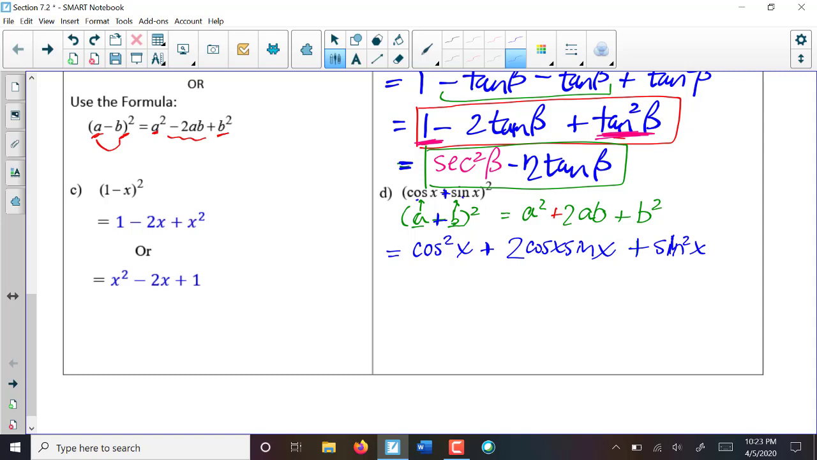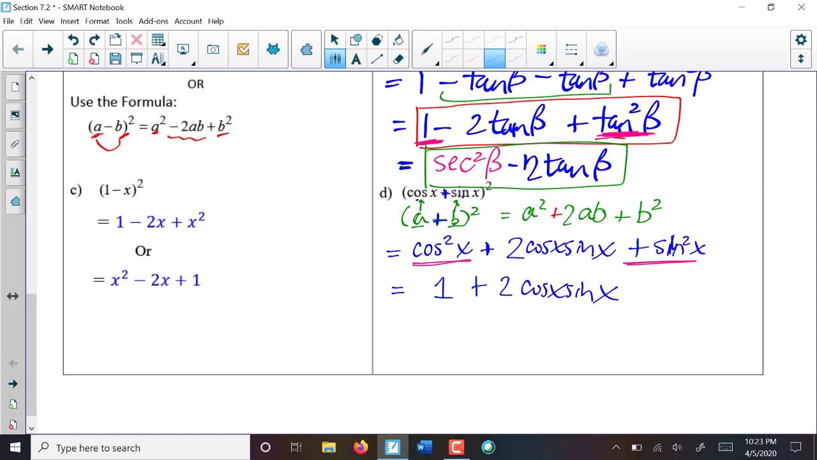Okay, so now I look at this and I think, well, could I write this in a more simplified form? Well, yes, I can, because what's cosine squared x plus sine squared x? That is equal to 1. It's a Pythagorean identity. So I can rewrite that as 1 plus 2 cosine x sine x.